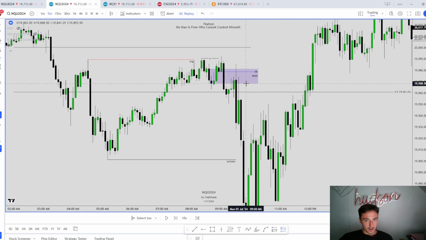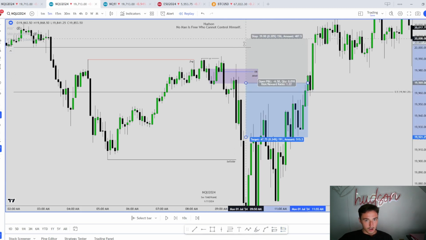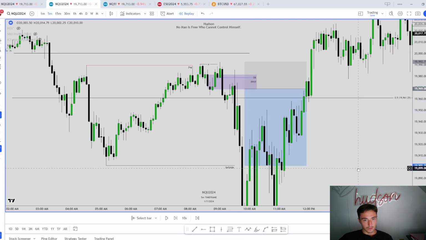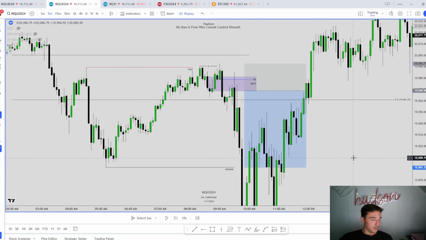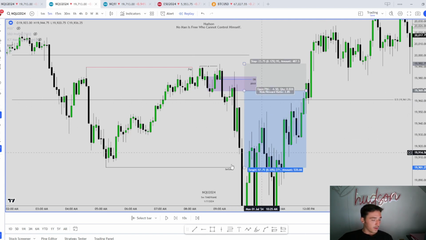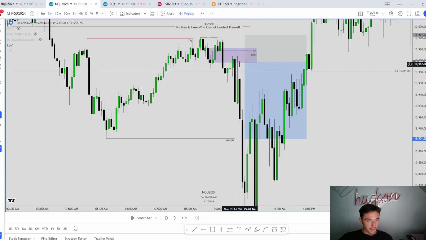So if you want to enter right on the breaker, stop would be above this high, target would be down here at these lows. We deliver straight down to those lows with the 9:30 volatility injection. Yeah, 9:35 does give us a little move higher, but we're on side with the volatility injection at 9:30.